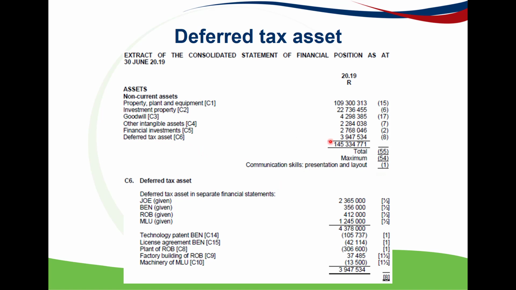And then lastly, our deferred tax asset. Again, you must be very happy that we can just use these 4 amounts that were given. Not difficult at all. We get another 2 marks, easy peasy.